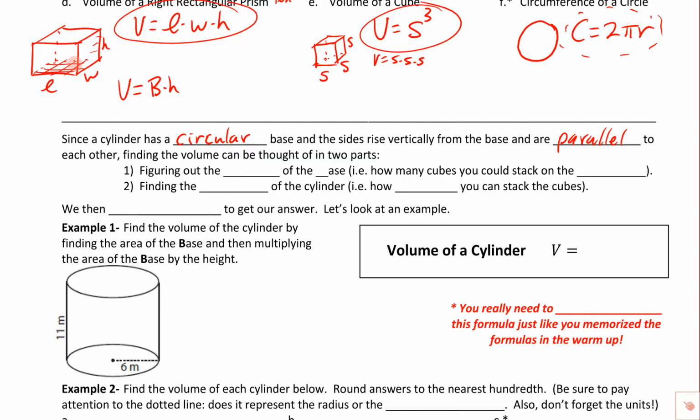So it's similar to what we did up here. What we do is we figure out the area of the base, and I'm going to use a big B for base. Okay, in other words, we're going to figure out how many cubes can we stack on the bottom. So we're going to figure out how we can divide this up and figure out what the area is of that base. How many cubes could we stack on the bottom there? What's the square area right there?